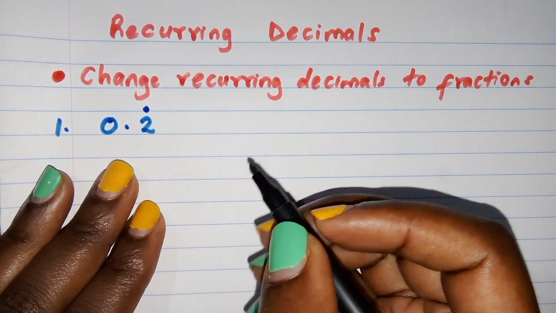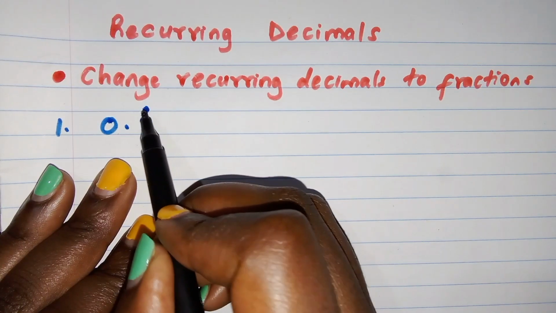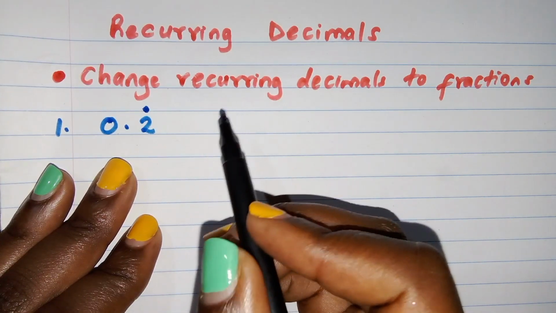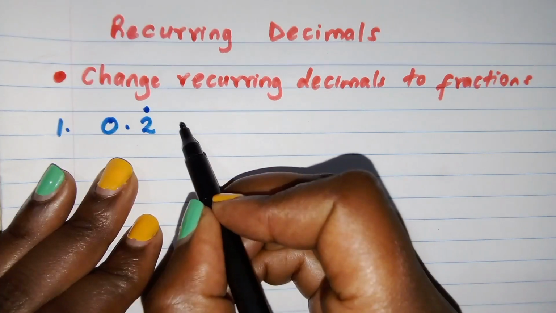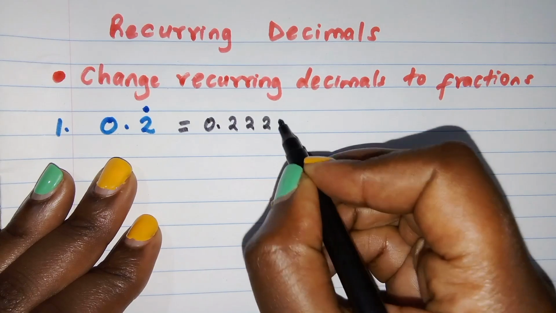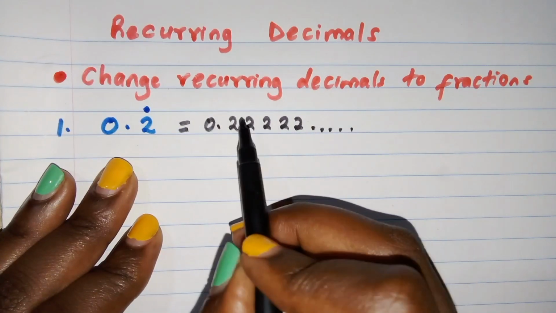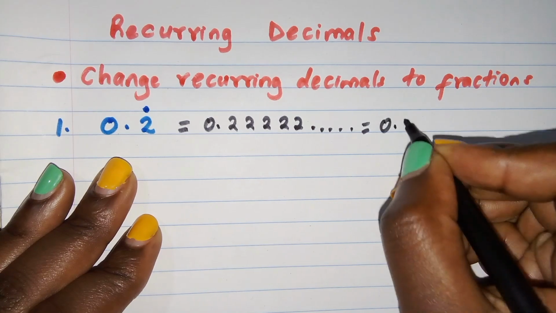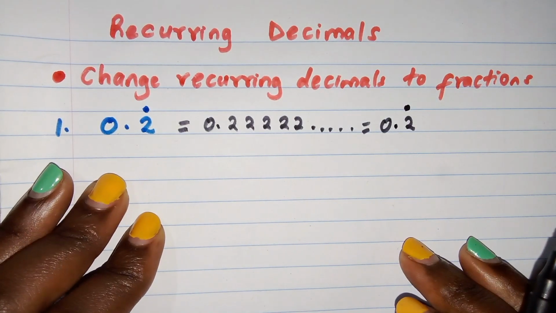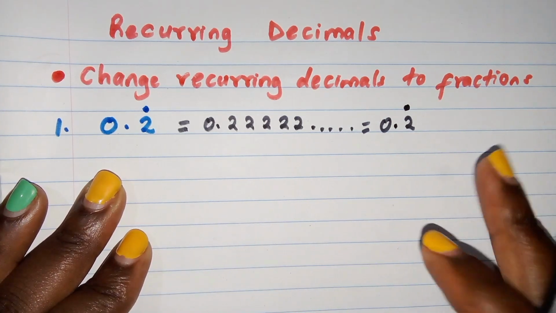What is a recurring decimal? A recurring decimal is whereby you have a dot on top of the number to indicate that this specific number is repeating itself. So if you were to write this one in the long form, it would be 0.2222 and so forth. So instead of repeating the twos, you just write it as 0.2 with a dot on top. That is called a recurring decimal.